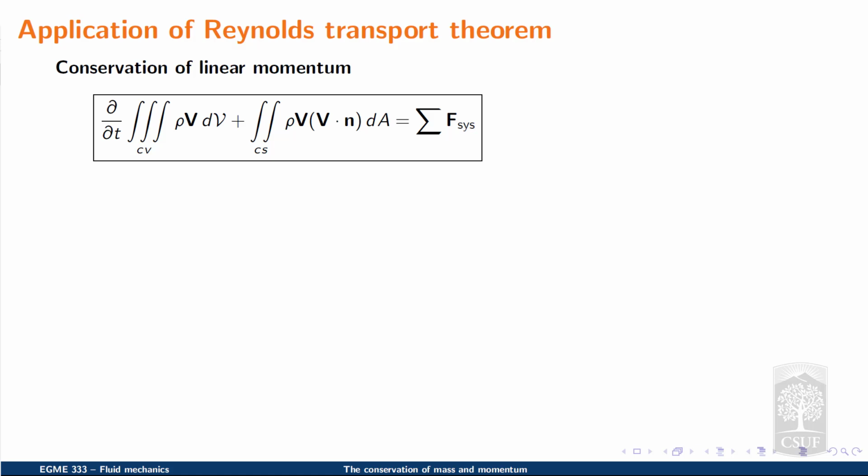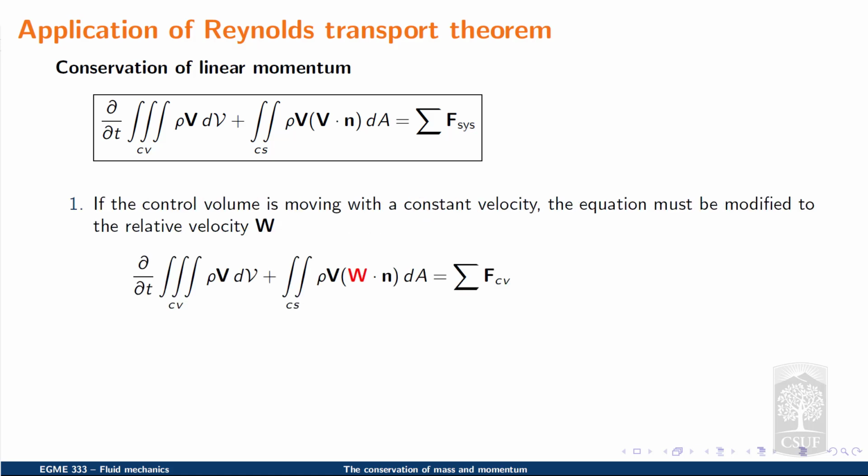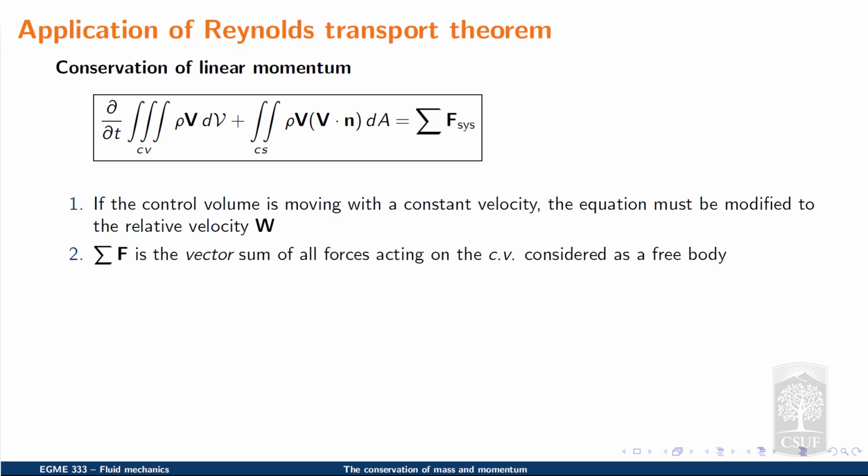Note there are a couple things we can do to modify this expression depending on the flow or problem that we are analyzing. For example, if the control volume is moving with a constant velocity, then the equation must be modified to include the relative velocity, bold capital W. And it's the relative velocity of the flow relative to the velocity of the control volume. Also note that F represents the sum of all forces acting on the control volume, and so the control volume should be considered as a free body.